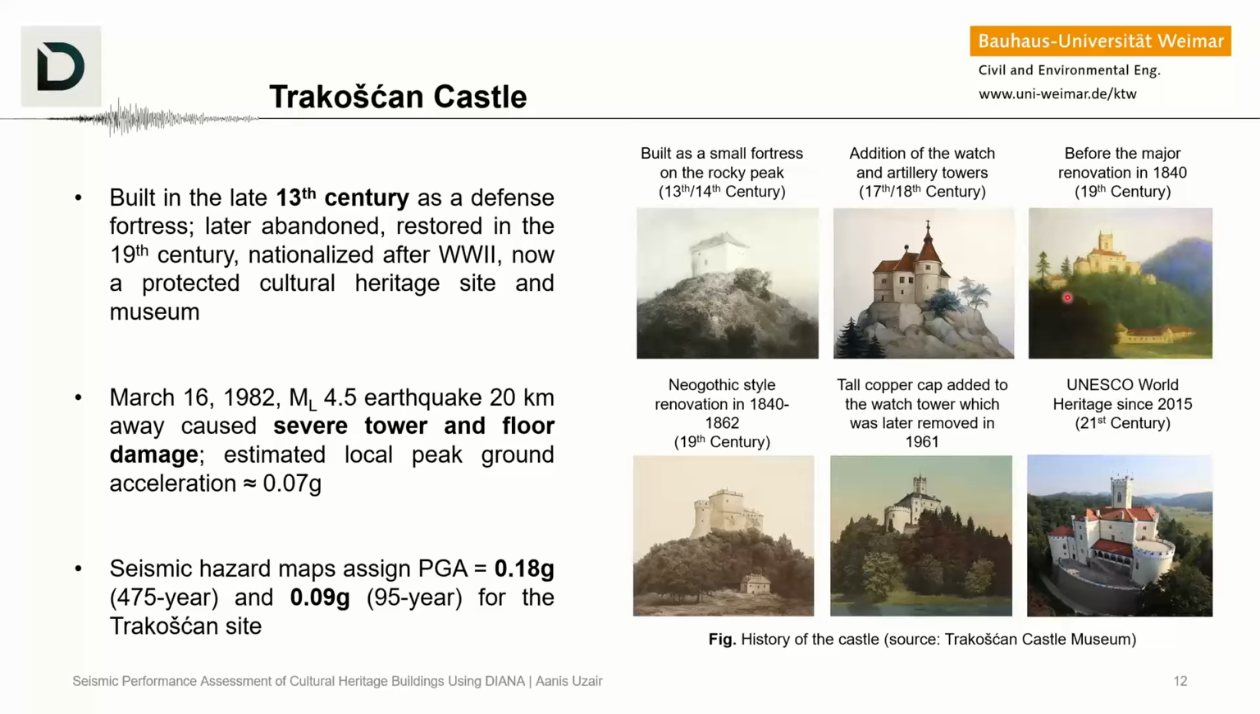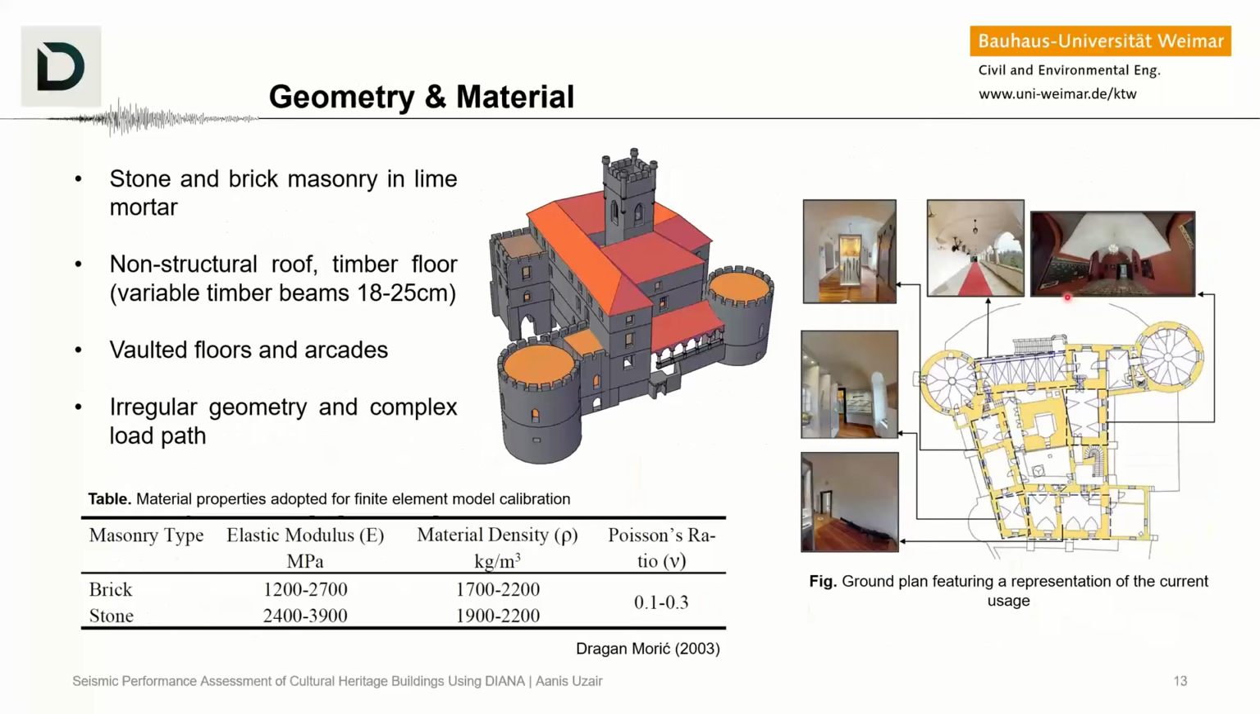The structure was damaged in 1982, where there was cracking in the tower, and the floor of the structural system was damaged. The seismic hazard map assigns a PGA of 0.18 g for the 475-year return period for the Trakošćan site, and this is what we will use as information for the time history analysis.